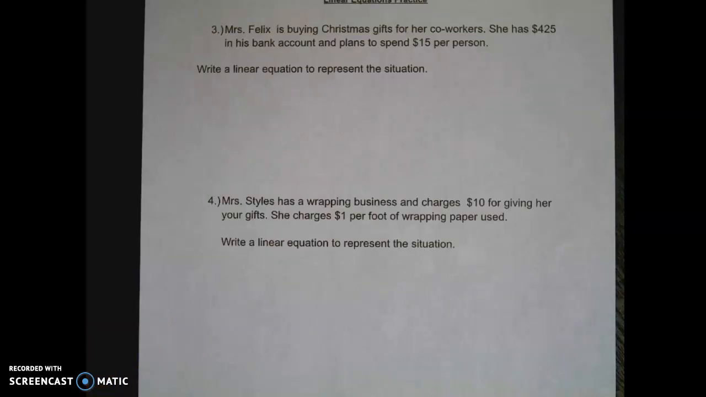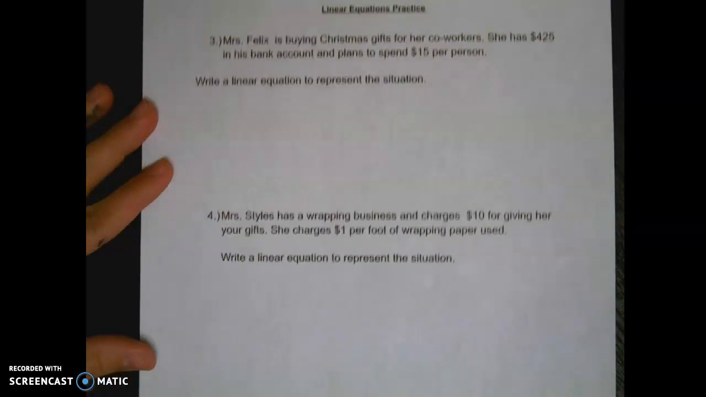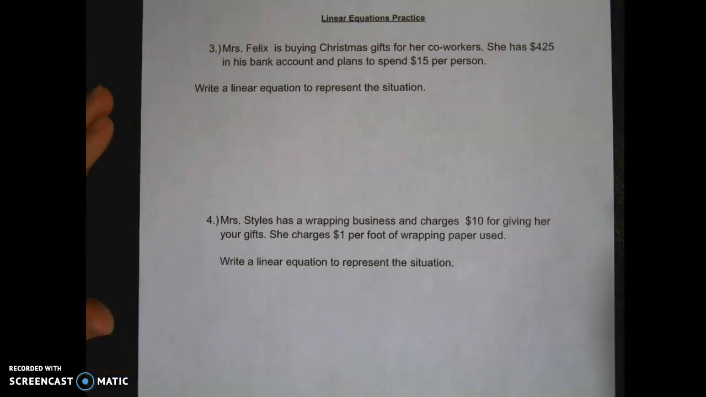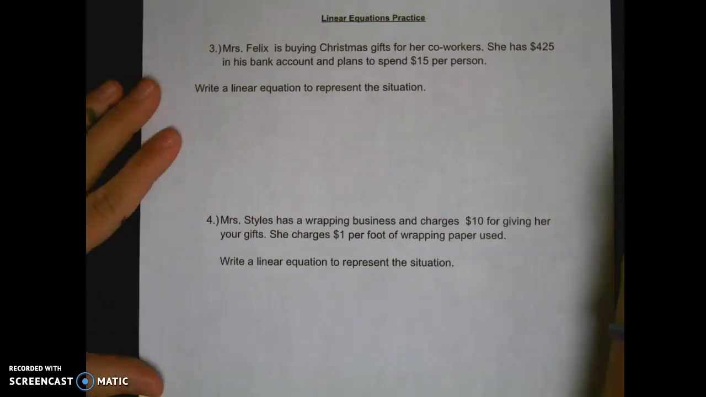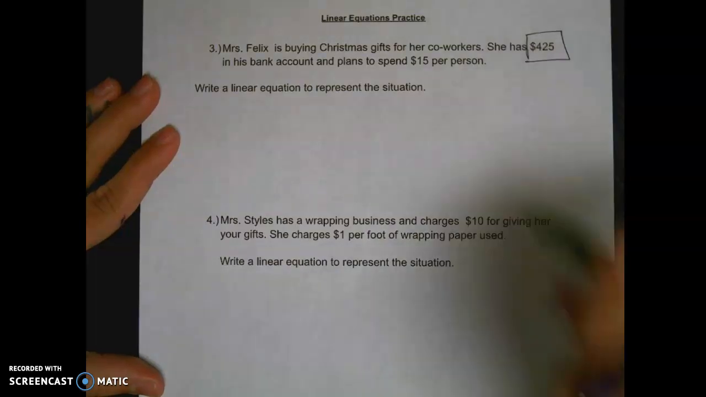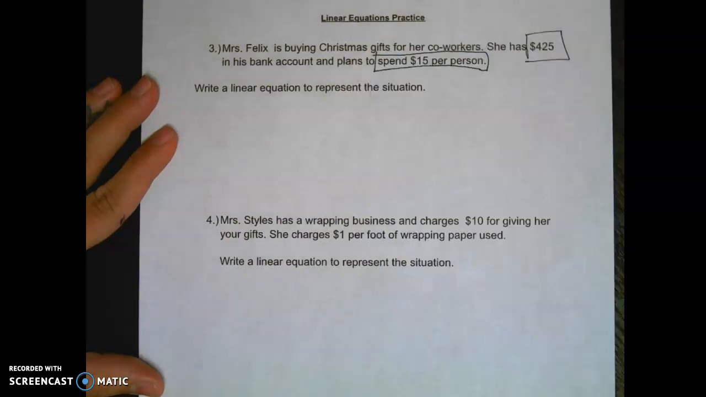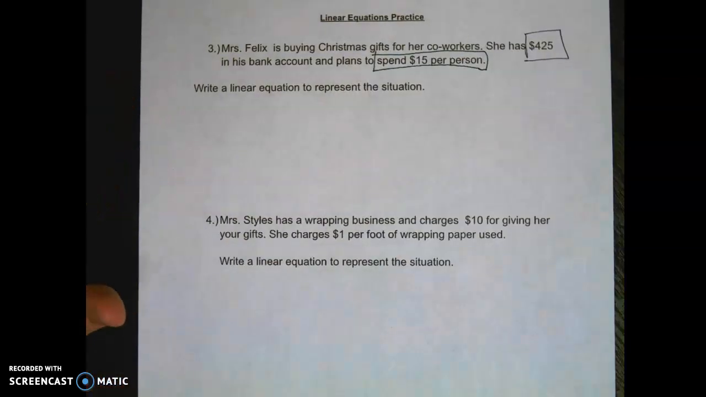All right, let's look at these two. Miss Felix is buying Christmas gifts for her coworkers. Oh, how sweet. She has $425 in the bank and plans to spend $15 a person. Wow, she's really generous. So my two important numbers are the $425 in her bank account and the money she spends per person, which is $15.